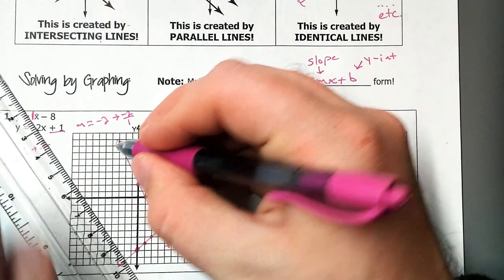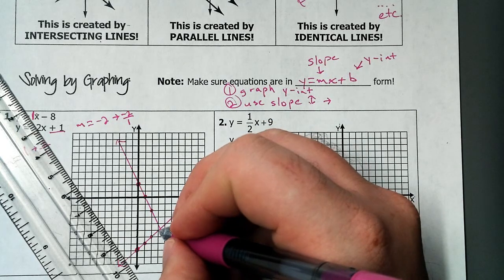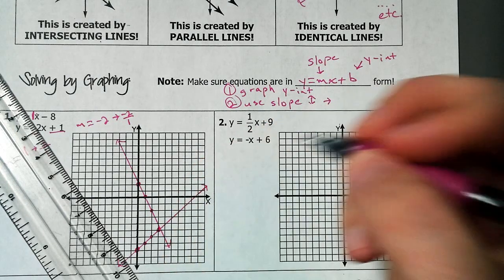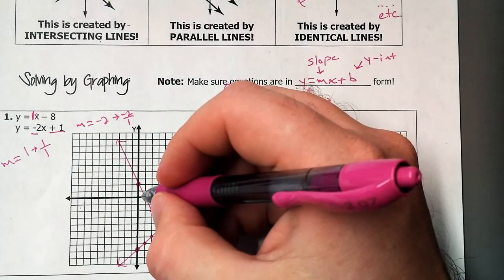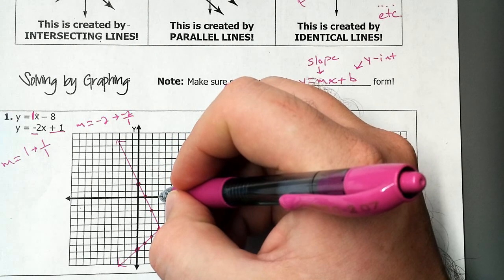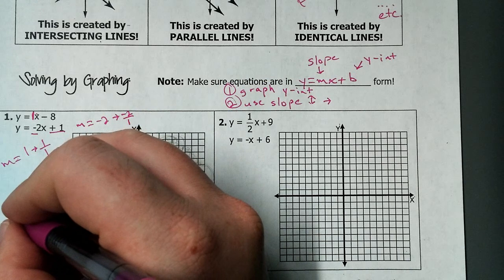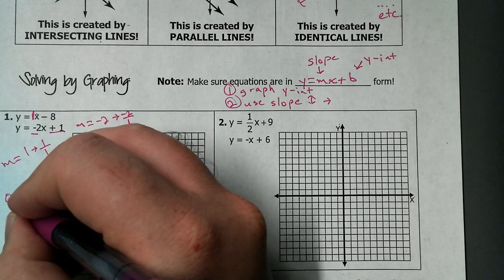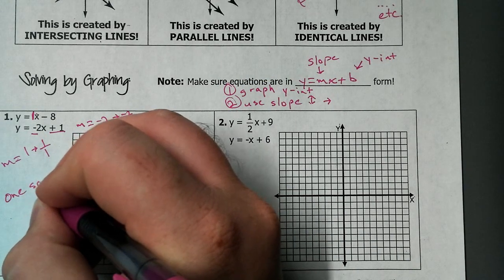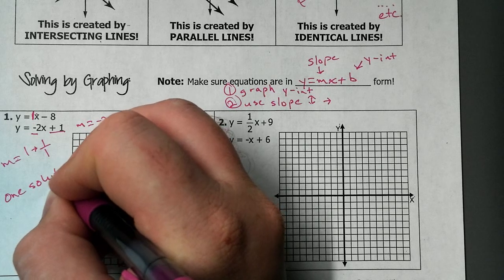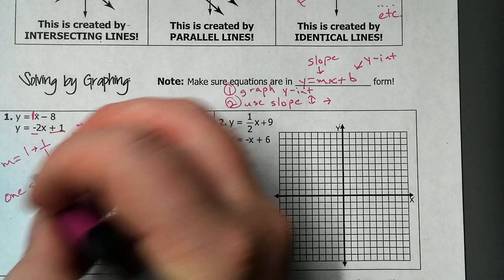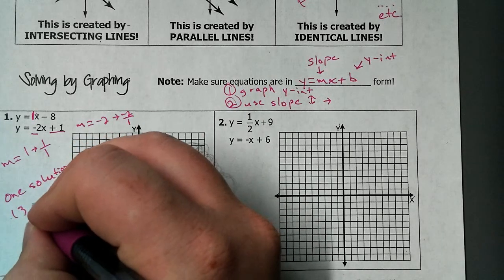And it's going to cross right at this point, which is at positive 1, 2, 3, negative 1, 2, 3, 4, 5. So one solution, because it crossed at one point, and it is at (3, -5).